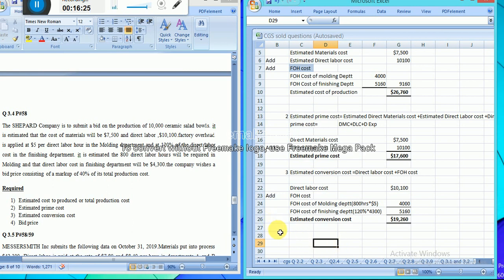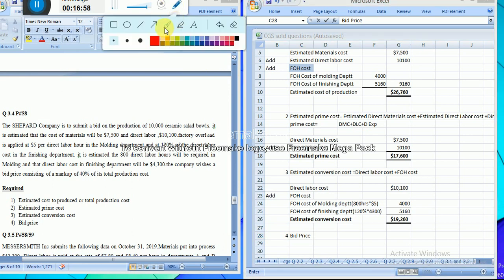Now our fourth requirement is the bid price. What does it mean by bid price? Bid price means दाव तलेबी कीमत, कीमत दाव तलेबी बोली. So in the question, the company wishes a bid price consisting of a markup of 40% on the total production cost.